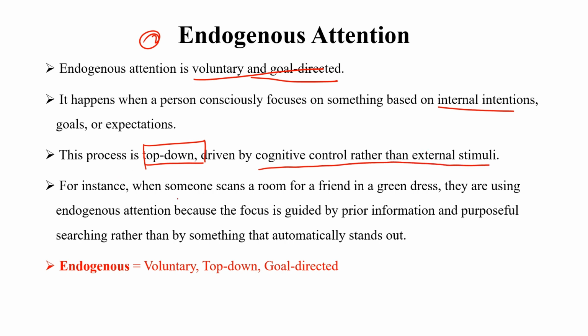For instance, when someone scans a room for a friend in a green dress, they are using endogenous attention because the focus is guided by prior information and purposeful searching rather than by something that automatically stands out. So they know that they are looking for something and they are searching for that. So that is endogenous attention, which is a voluntary process, which is top down, and it is a goal directed process.